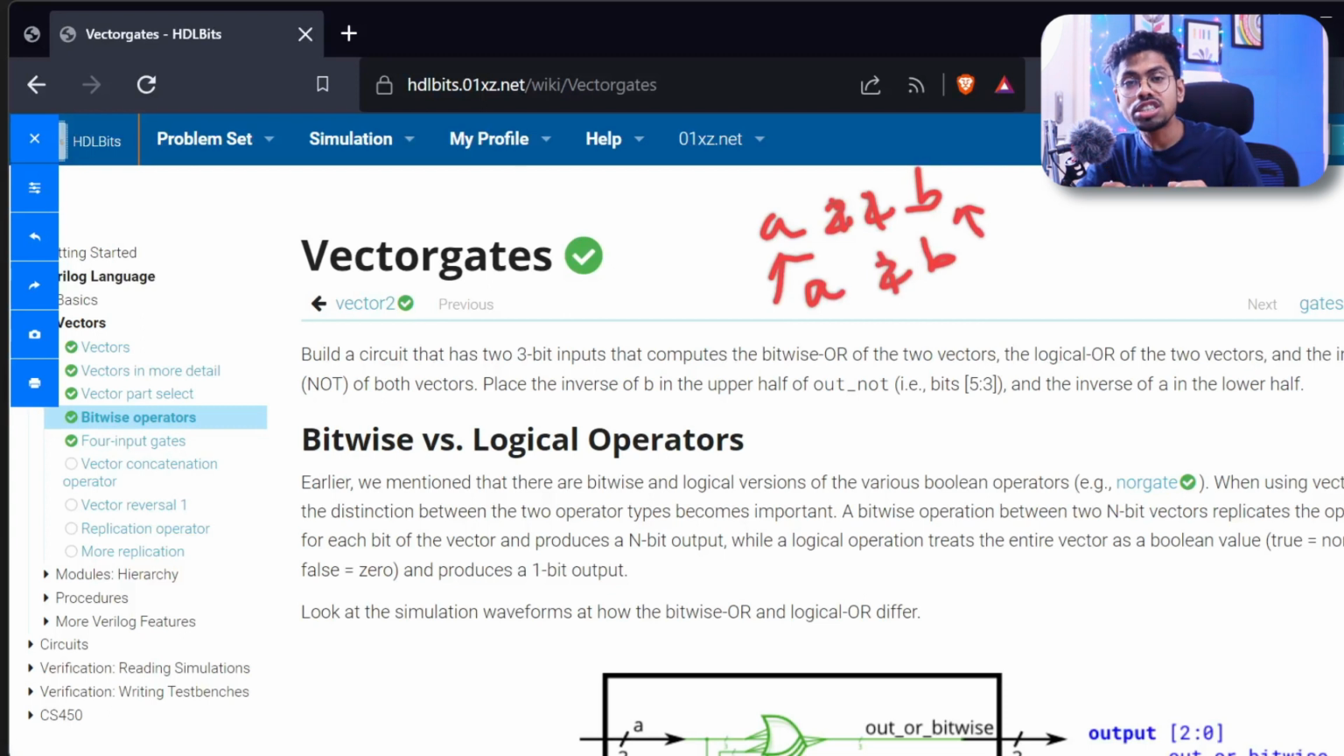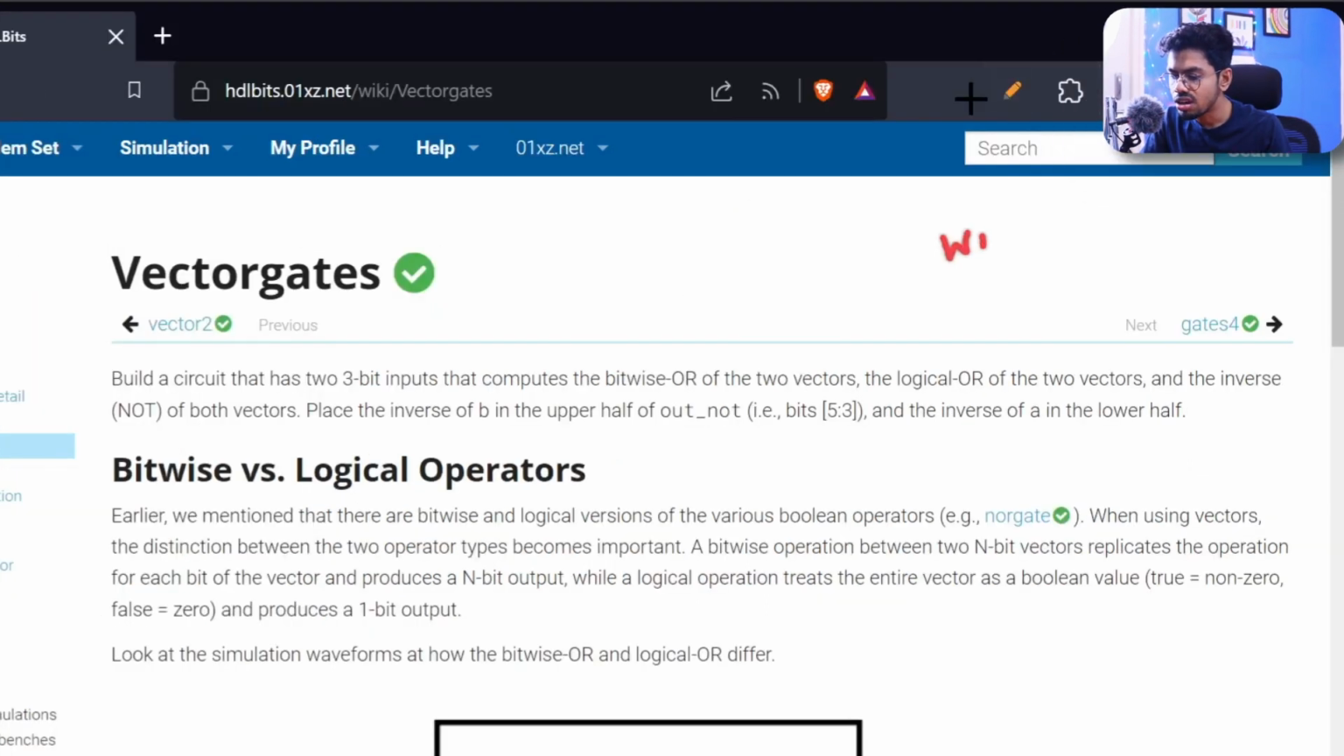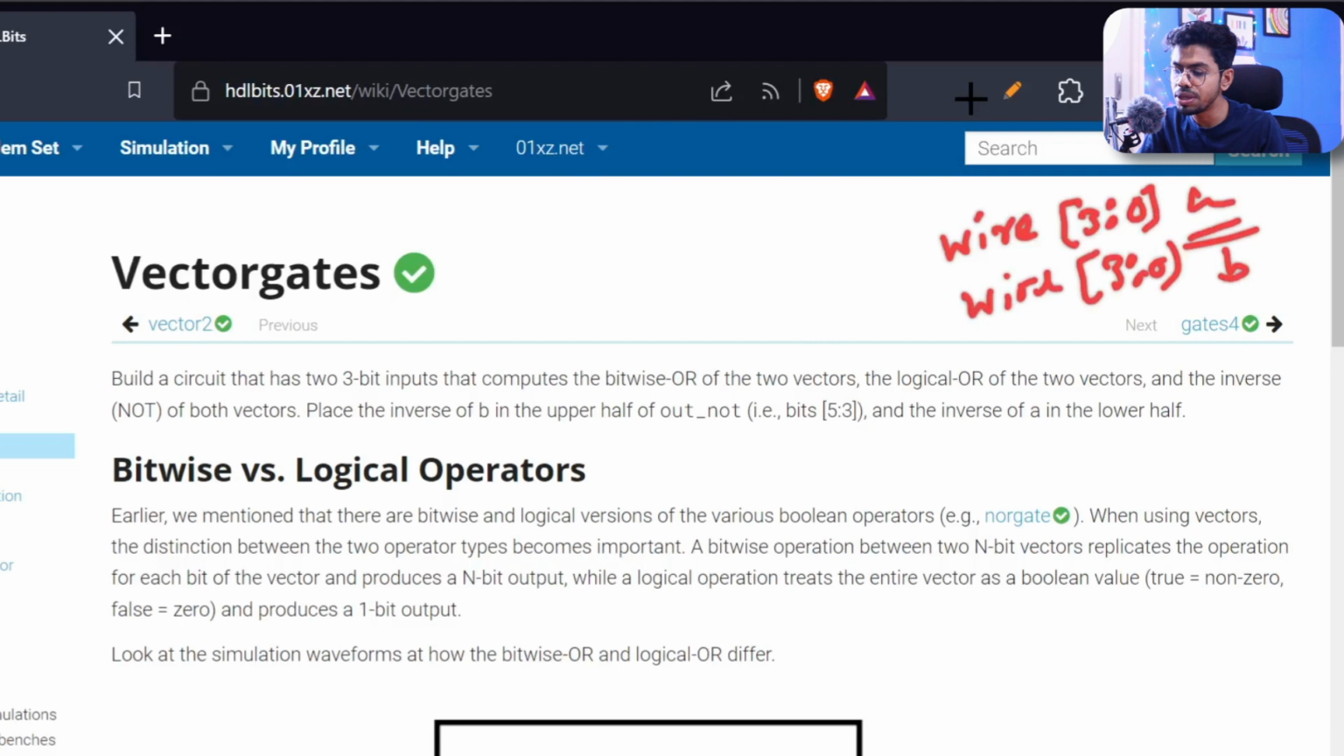But with the introduction of vectors, we know that our a could be of more than 1 bit. If I write like this, [3:0] a, then our a is of 4 bits, right? And at the same time, if I write the next line [3:0] b, and then I write a & b, and I write a && b, then both will give us a different answer. And that's the main trick we need to understand from today's video.